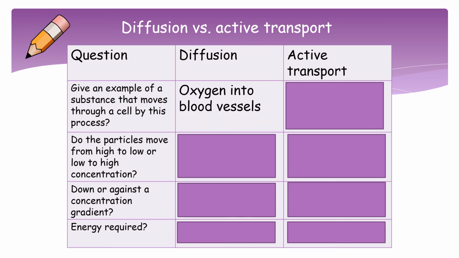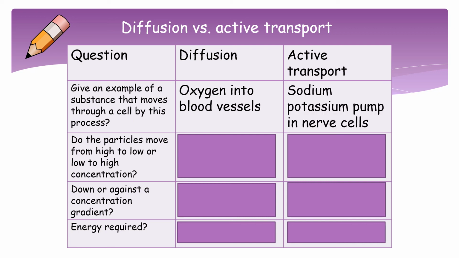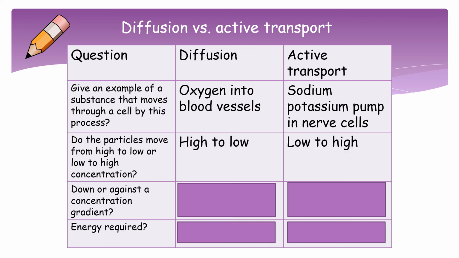So for diffusion, an example of substances that move through a cell by this process, it could be oxygen into the blood vessels, it could be carbon dioxide out of the lungs. For active transport, we looked at the sodium-potassium pump in your nerve cells. And do the particles move from high to low or low to high? So for diffusion, it's always high to low because it's going down the hill. And for active transport, it's always low to high because it's going up the hill.